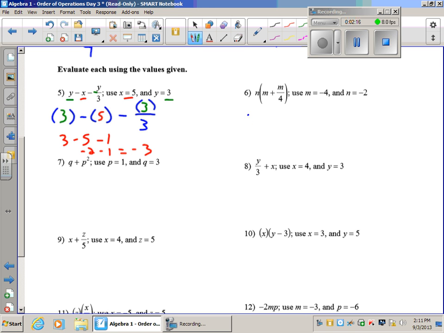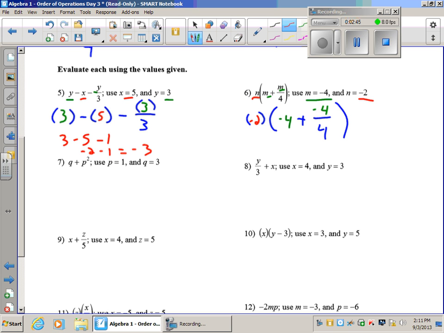Number 6, I'm going to replace everything with parentheses. I'm not going to do a parenthesis there, but okay, everything in blue was already there. Replacing the two m's with negative 4. Replacing the n with negative 2.